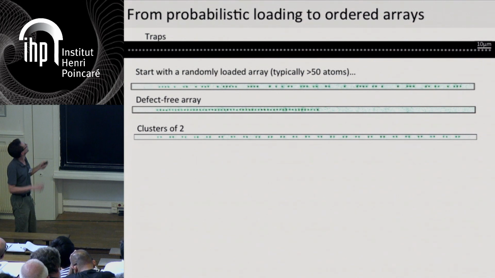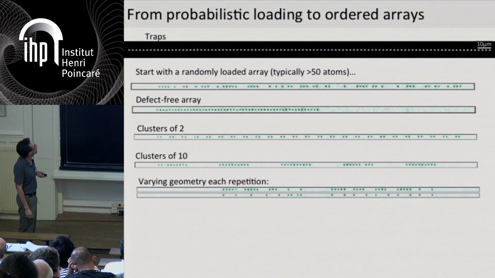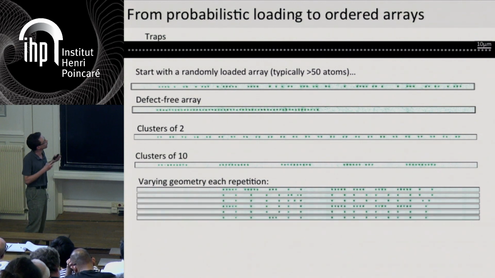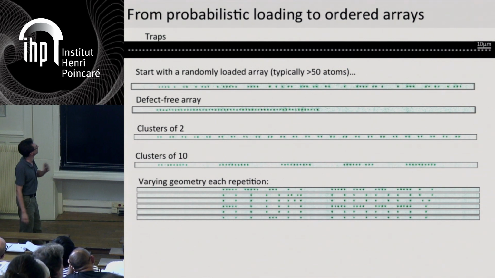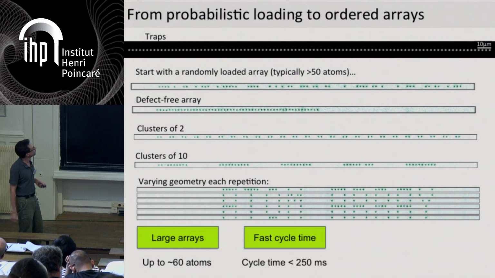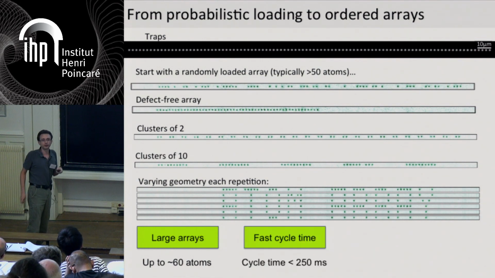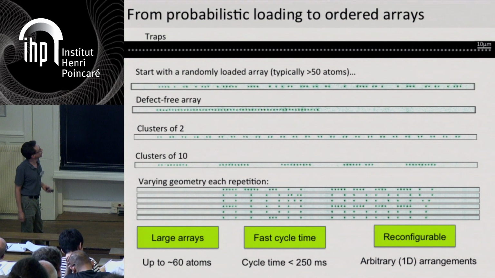But it's not the only thing we can make. We can make, for example, clusters of 2, clusters of 10, or basically any arbitrary configuration in 1D you can think of. And these are superpositions of 1D images. It's not a 2D image, don't get me wrong. All right, so the takeaway message here is that we can make large arrays. We have a relatively fast cycle time, so we can repeat the experiment 4 times per second, typically. I'll show you a real-time movie a bit later in the talk.